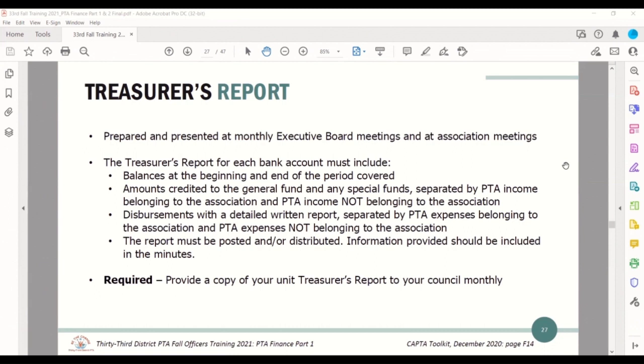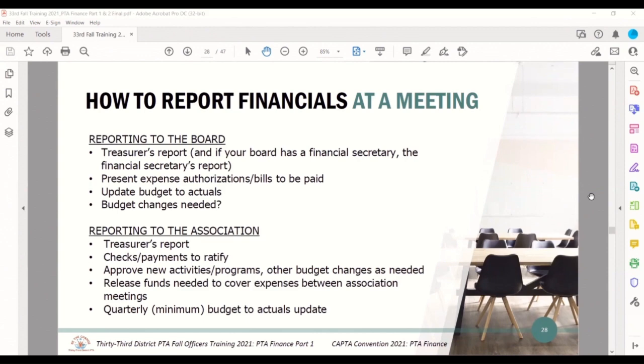In addition to sharing that financial information with your board and with your association meeting, we say that you should provide a copy of your unit treasurer's report to your council so that they can check and make sure that you are being sufficiently transparent with your board and your association. In addition to presenting treasurer's reports at the meetings, there are some other things that you need to make sure you take care of in presenting information to your board.